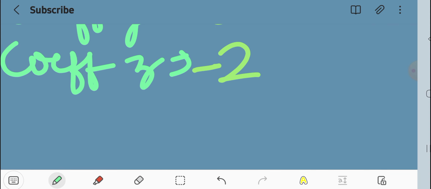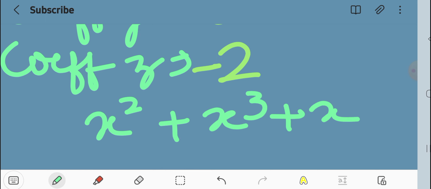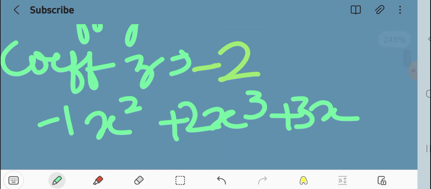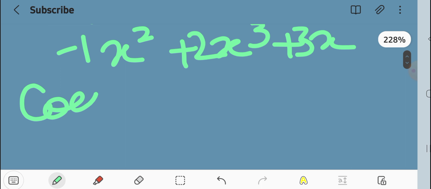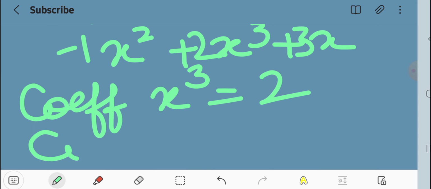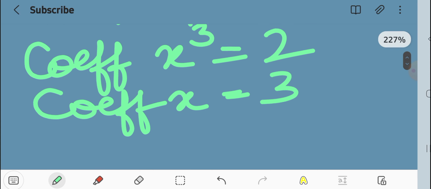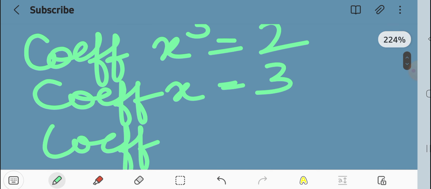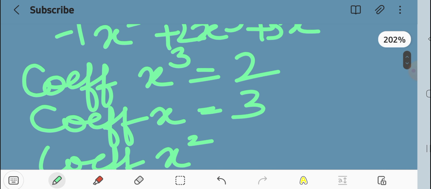Another example, 2x cube plus 3x minus x square. So what is the coefficient of x cube? Yes, 2. What is the coefficient of x? That is 3. What is the coefficient of x square, which is minus 1? Yes, you told the answers correctly.